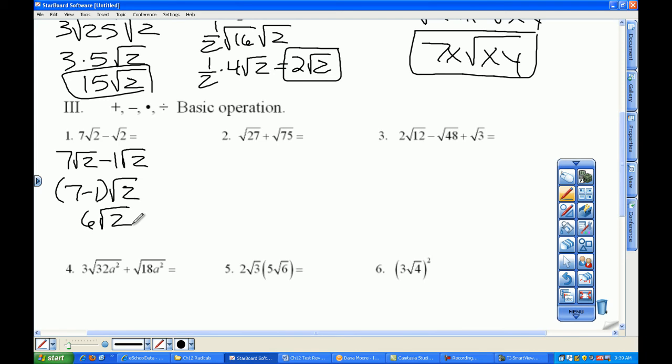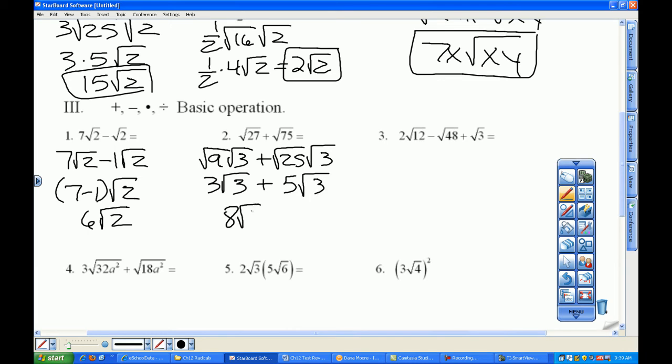In problem 2, before I get rolling here, I have to get a common radicand. 27 is 9 times 3, so that reduces to be 3 radical 3. 75 is 25 times 3, so that's 5 radical 3 there. Take the square root of 25. And then I'm going to add the coefficients together, so this gives you 8 radical 3.